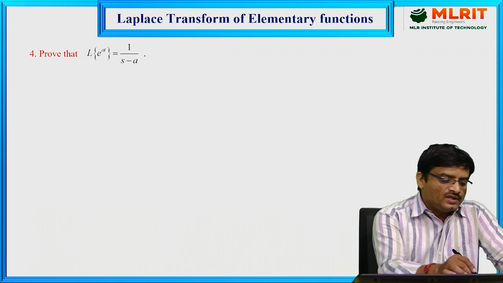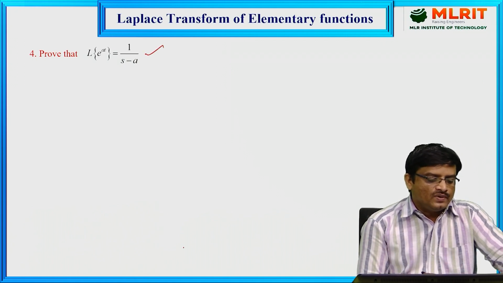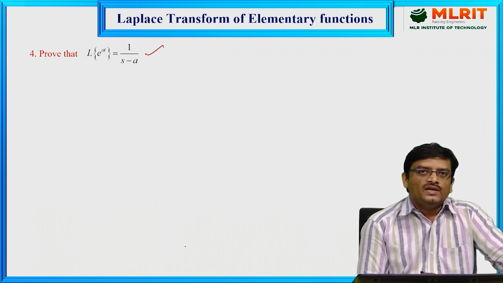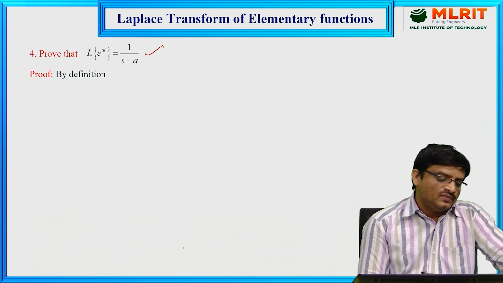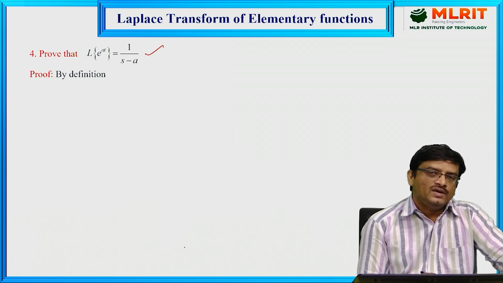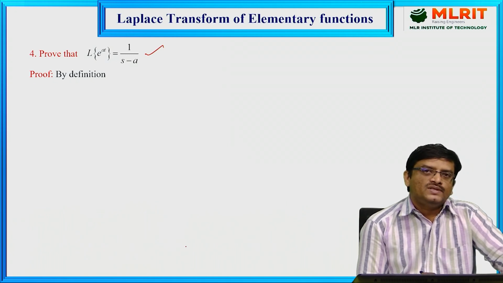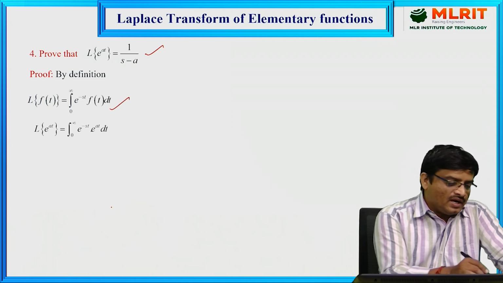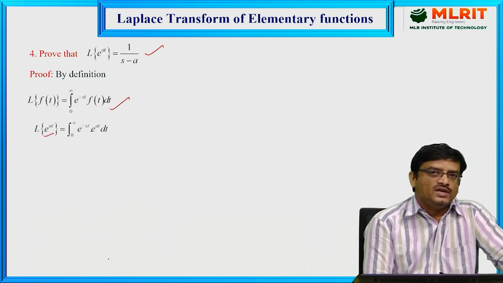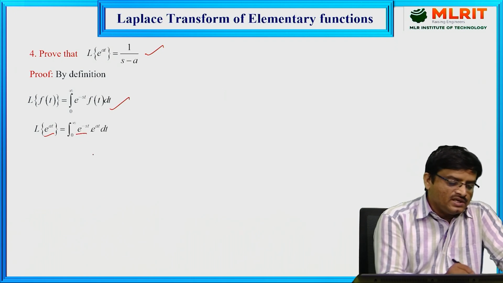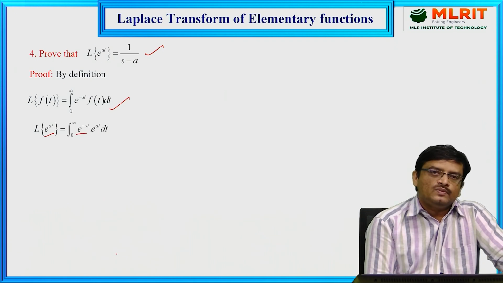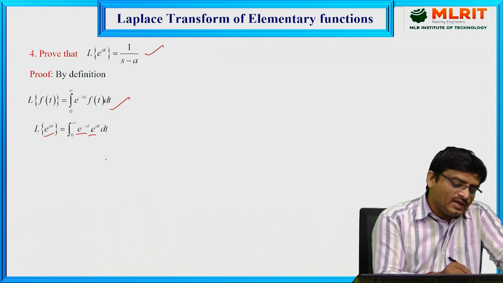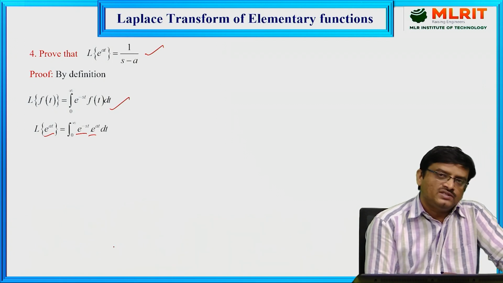Now let us go for the next one. Laplace transform of e power at is equal to 1 by s minus a. Now we will see how to find the Laplace transform for this exponential function. For all these Laplace transforms of elementary functions, we have to take the help of the Laplace transform definition. So take the Laplace transform definition and replace f of t with the exponential function e power at. Already in this integral we have one exponential function e power minus st, and here we are taking one more f of t, that is the exponential function e power at.